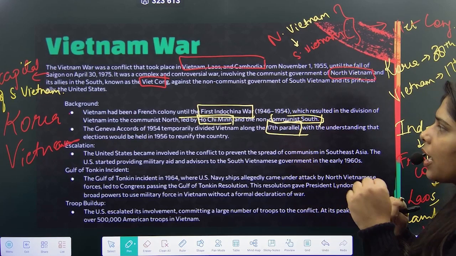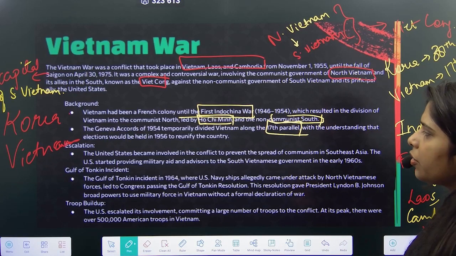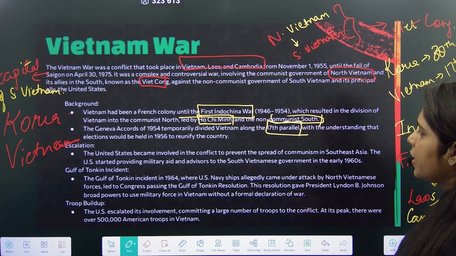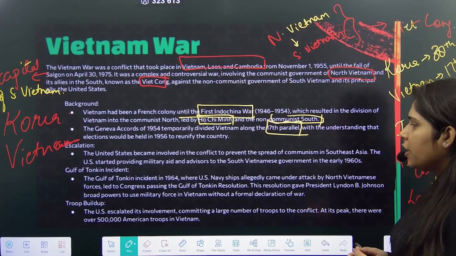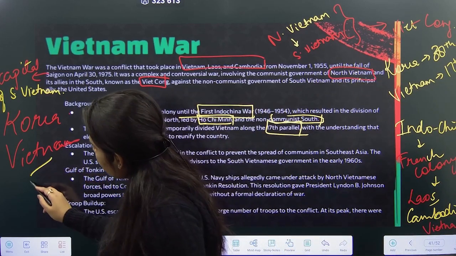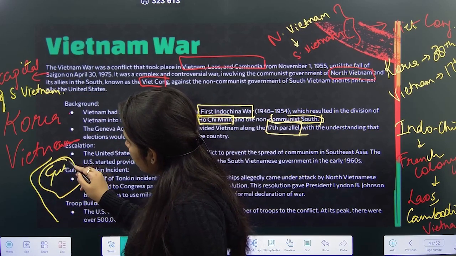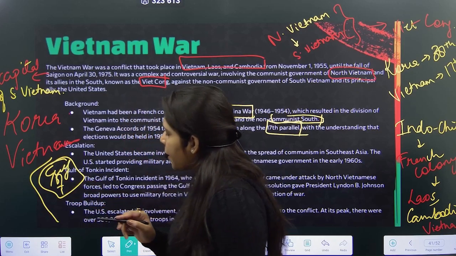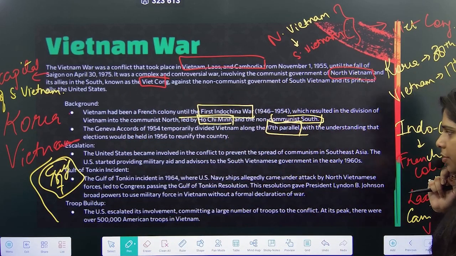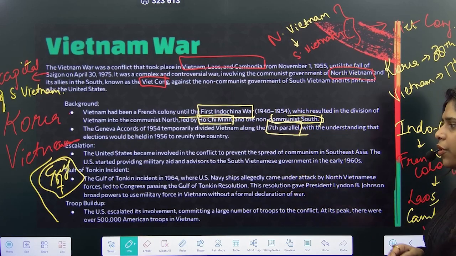This led to a clash, the first phase of war. Then you immediately saw the Gulf of Tonkin incident in 1964. Basically, what happened? We had US Navy ships in the Gulf of Tonkin. You'll see the Vietnamese region is here, and this area is the Gulf of Tonkin region. There were US Navy ships here, and these were attacked by North Vietnamese forces.